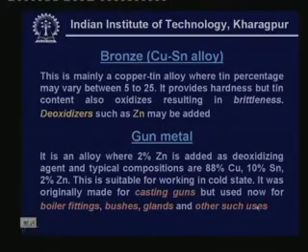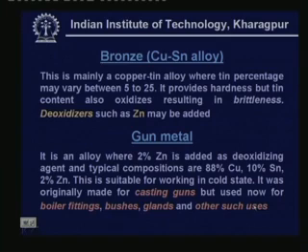Next one is the bronze, which is again copper, and this is Sn, meaning tin, alloy. This is mainly a copper and tin alloy, where the tin percentage may vary between 5 to 25%. It provides hardness, but tin content also oxidizes, resulting in brittleness. Deoxidizers such as zinc may be added. Anyway, we understand bronze to be an alloy of copper and tin, where the tin percentage stands to be around 5 to 25%.